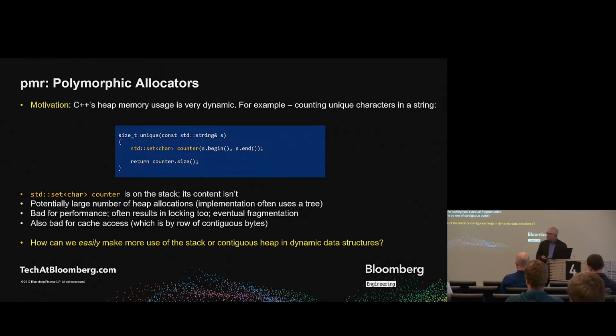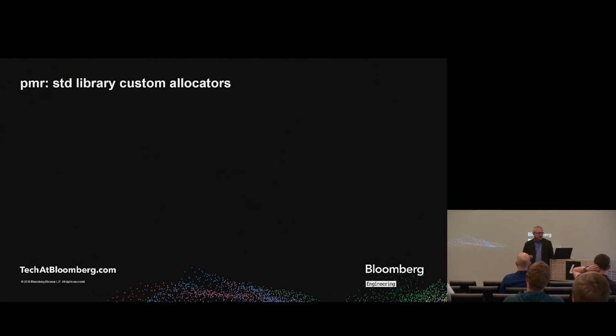And that could potentially result in a large number of heap allocations, which we all know can be slow. Heap allocations sometimes lock, sometimes they result in fragmentation. They're very complex algorithms, but they don't always deliver data fast. Also, they're not so great for cache access because heaps tend to give you pointers from all over the place. So how can we easily make more use of stack or contiguous heap in dynamic data structures? And the focus is on the easily here.